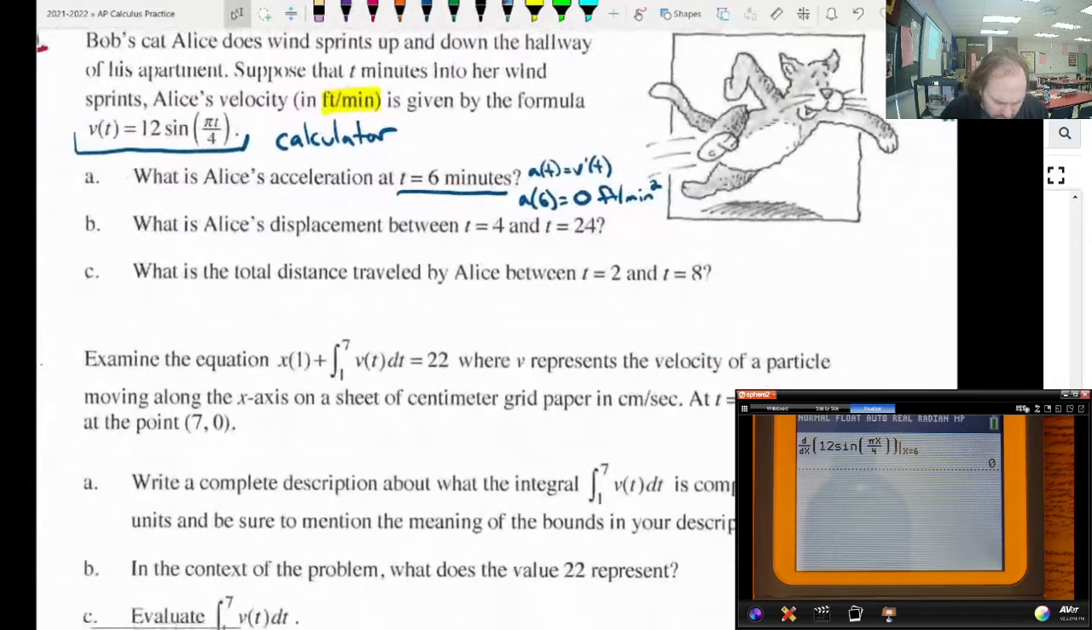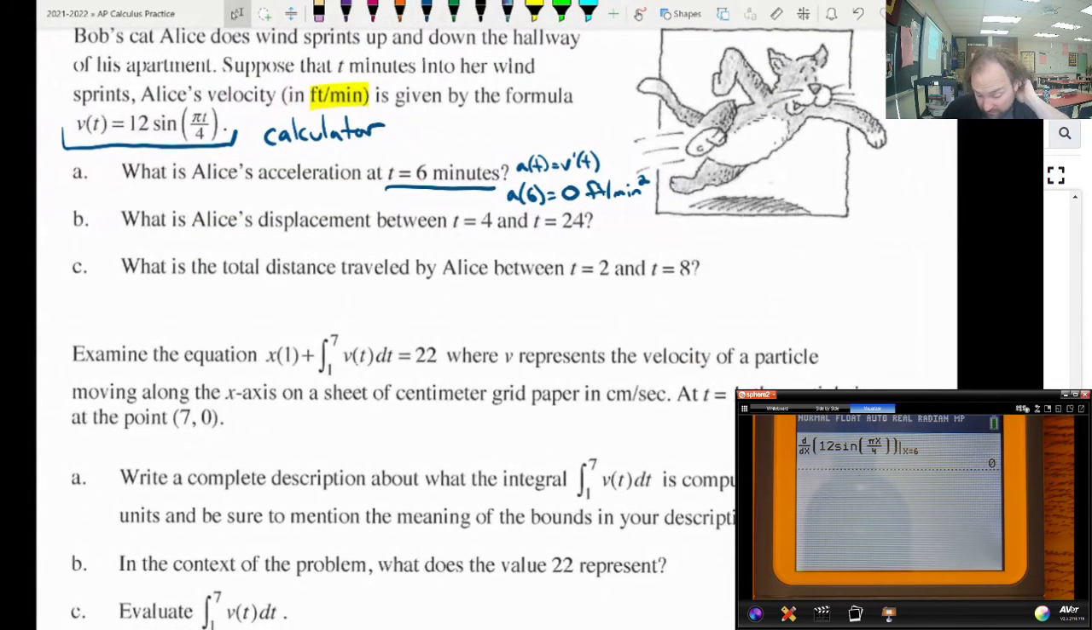Let's talk about question B. What is Alice's displacement between t equals 4 and t equals 24? A wonderful word we have not talked about in some time. Displacement is just going to be the integral from 4 to 24. Displacement tells us the change in distance. When you move from point A to point B, if you subtract point B from point A, it tells you how much your distance has changed.